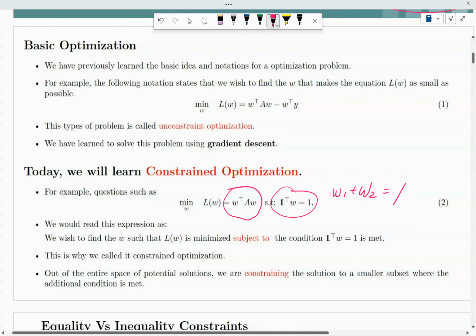So you're trying to do two things simultaneously: satisfying this constraint and finding the solution that makes this expression as small as possible. That's why we call it constraint optimization. This condition is constraining your possible solutions. Previously, you could just pick any W that makes this as small as possible, but now you have to satisfy this as well. That's why it's called constraint.